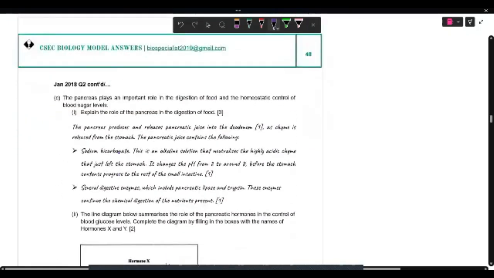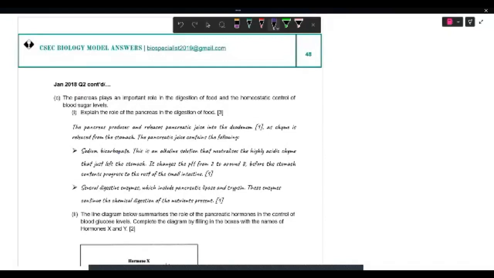Then we're talking about the pancreas now. So the pancreas, they're highlighting that, yes, they play an important role in the digestion of food, and they're also very important. They contribute to homeostatic control of blood sugar levels. So here we're going to take a look at the role of the pancreas in the digestion of food first. And this is where we talk about the production of pancreatic juice, which is released into the duodenum. So you need to specify where it is released and when.